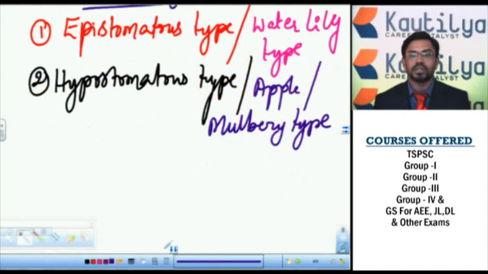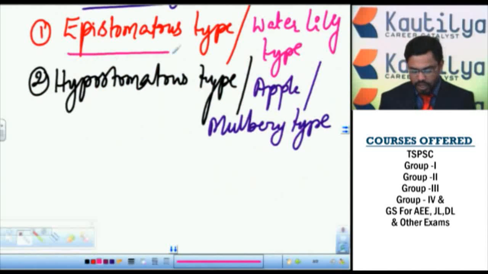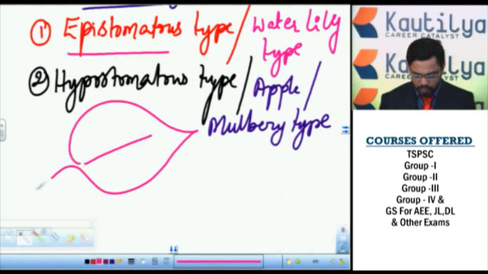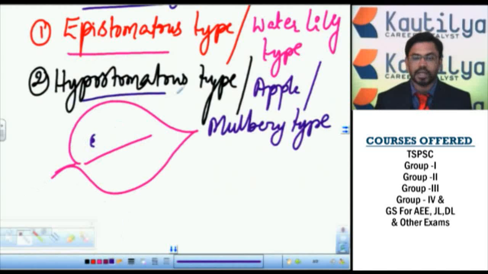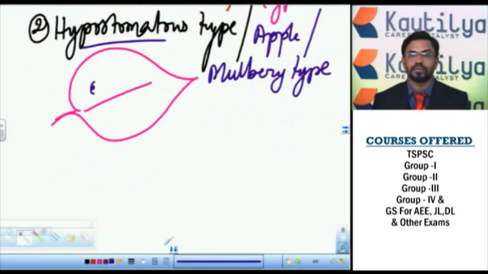In some plants, the stomata may be present on both surfaces of the leaves. This type of stomata is called amphistomatous type. In epistomatous type, the stomata are present on the upper surface of the leaf, that means on the dorsal side of the leaf. Whereas in hypostomatous type, the stomata are present on the lower surface of the leaf. These are called hypostomatous type or apple or mulberry type of stomata.